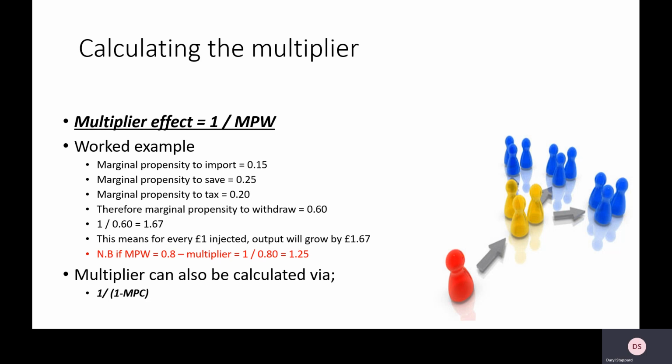Look what happens there if we were to increase the marginal propensity to withdraw to 0.8. The multiplier would now be 1 divided by 0.8, which gives a multiplier effect of 1.25. So for every £1 that goes back into the economy now, the economy would only grow by £1.25. So if you want to expand multiplier effects, you've got to find ways to reduce the withdrawals. The bigger the withdrawals, the smaller the multiplier effect would be.